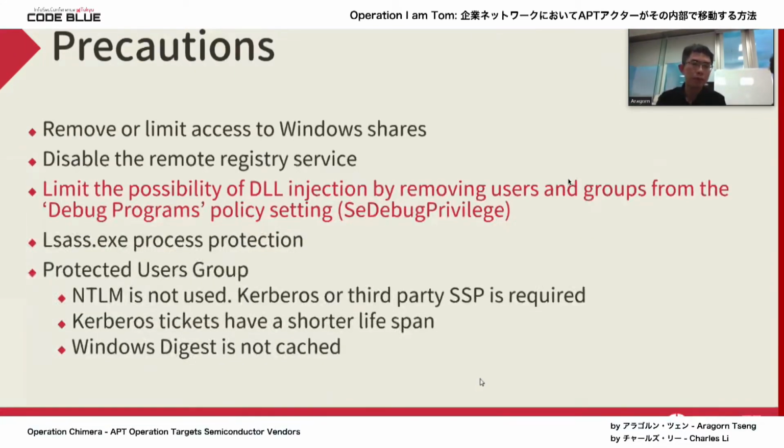So to summarize this section, remember to remove unnecessary access to Windows Share. Also disable the remote registry service. And since most attacks are abusing process injection, remember to limit your user accounts from having the SeDebug privilege, and protect the LSA's process memory well. Last, in the protected users group, if anti-LM is not used, remember to use Kerberos or a third-party SSP and have your Kerberos ticket lifespan be as short as possible. Last, don't cache your Windows Digest.